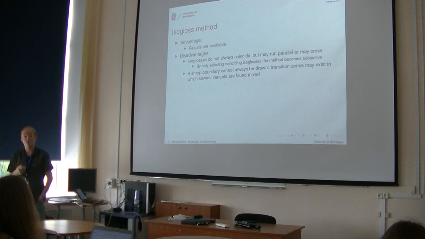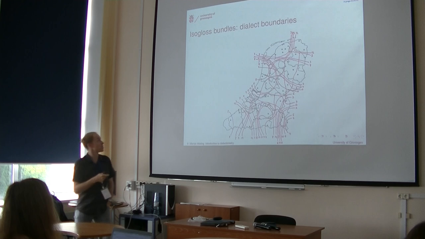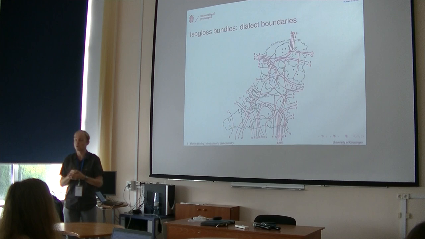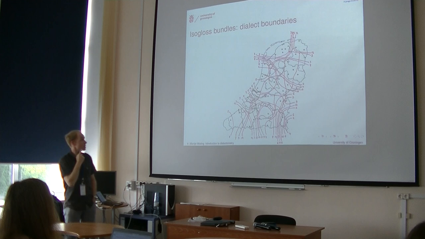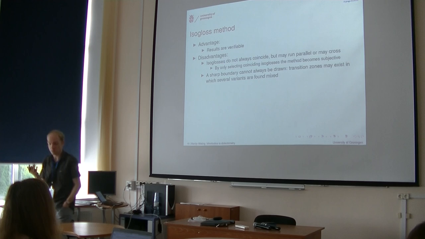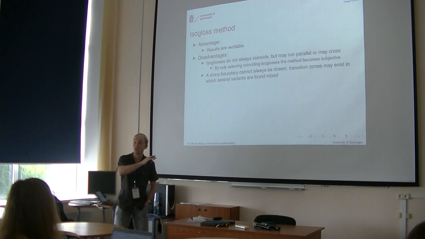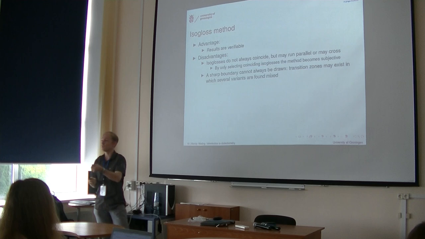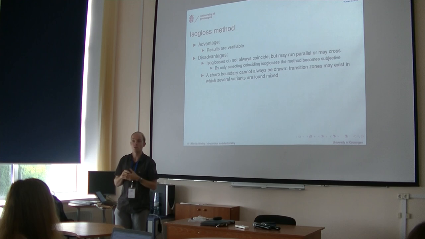And by only selecting coinciding isoglosses, for example, I could say, well, I'm picking these three, because they match nicely the border I would want to find. Or I'm only picking these because they also nicely match the border I would like to find. But then it becomes subjective. And the whole idea of dialectometry, which I will illustrate during this lecture, is that we want to move away from the subjectivity. We don't want to say, let's pick this feature and this feature, and yes, we find a nice division between the two dialects, which we of course already expect. We really want to see what the data tells us.